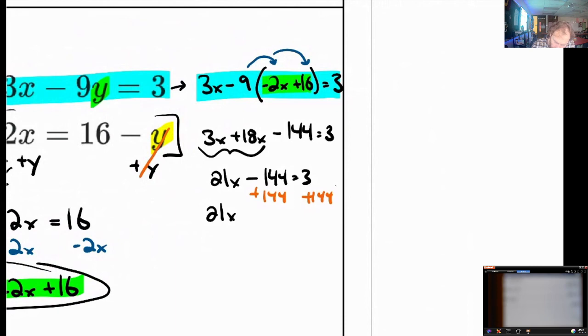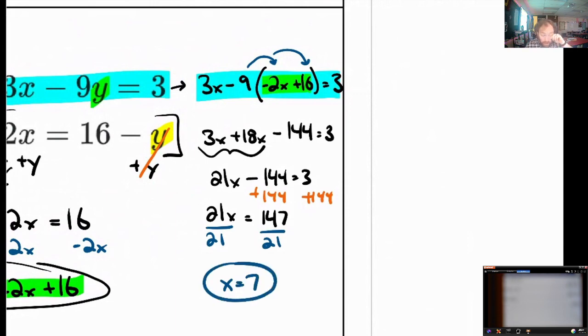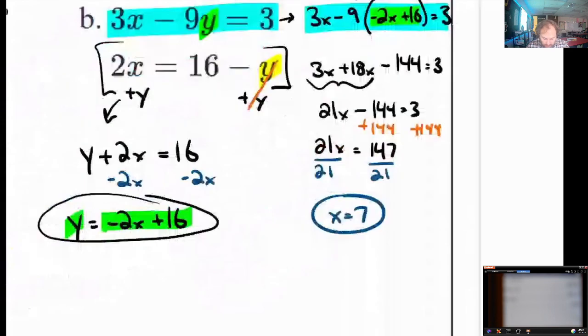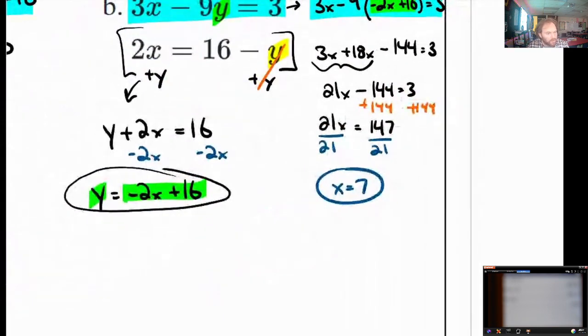it gives us 21x equals 147, which doesn't look like it should be a whole number, but it is. It's going to be 7. If you think about it, because 20 times 7 is 140, and then 1 times 7 is 7, so it's going to be 7. You can confirm that on a calculator if you like. That tells you what x is. And, of course, we're not done with the problem until we know what both numbers are.